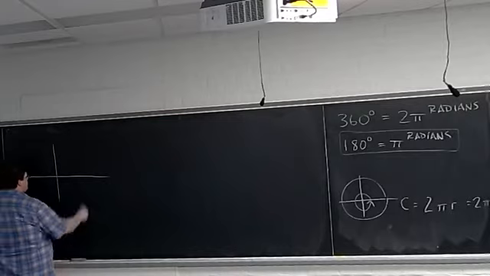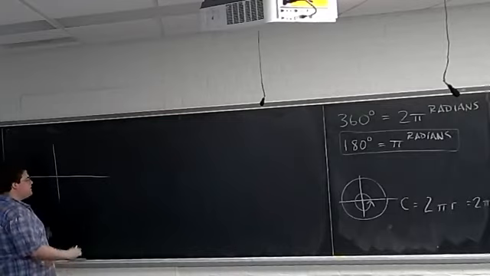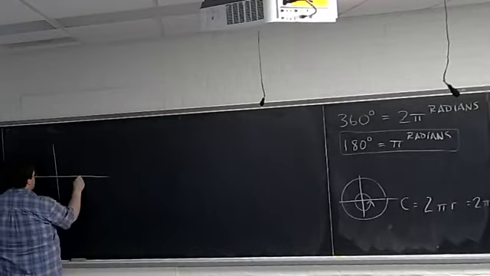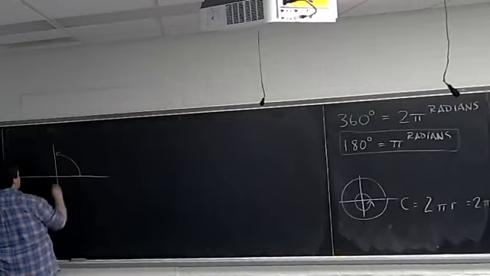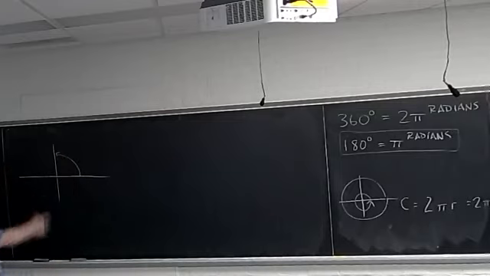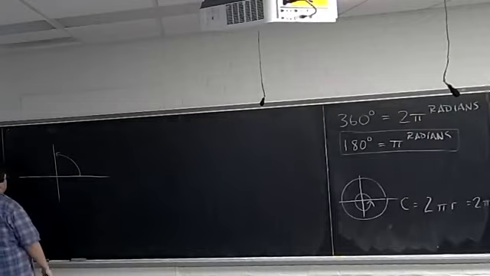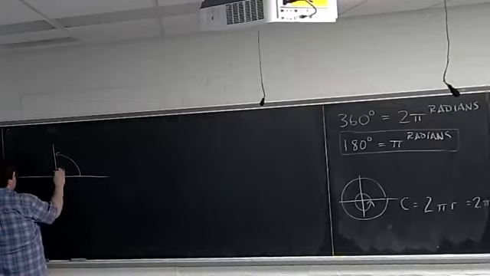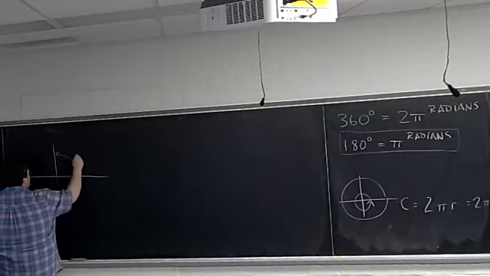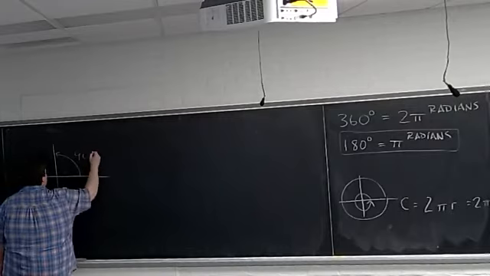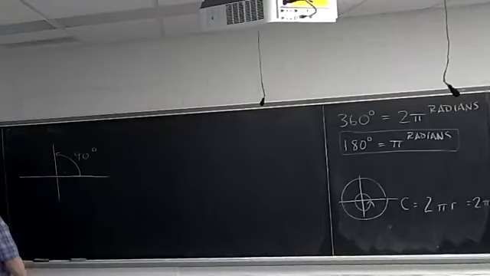Degree, the angles in consideration are always going to be starting at the positive x-axis and going in the counterclockwise direction for positive degrees. So what is this angle? Well, this angle is 90 degrees. What is that in radians?